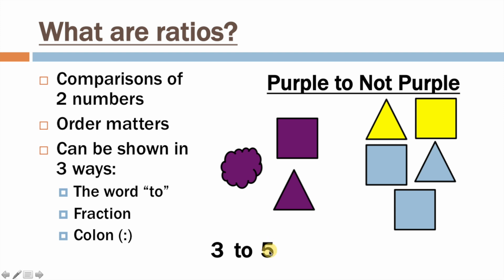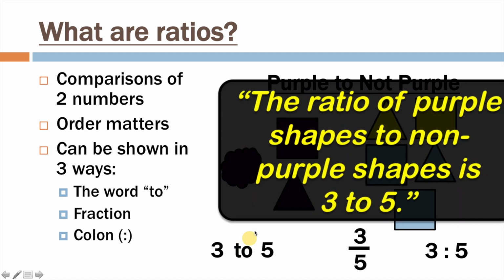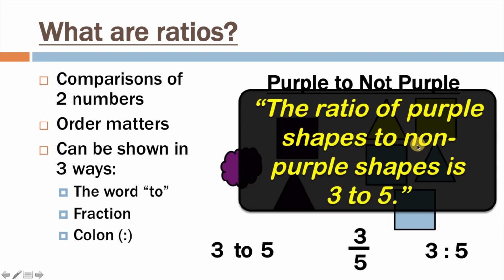If we write it as a fraction, 3 will go on top, 5 will go on the bottom, and it'll look like this, 3 over 5. And if we write it with the colon, it'll look just like this, but with the colon between the numbers, and it'll look like this, 3 colon 5. But no matter what, we always read it using the word "to." And in a complete sentence, we would say, the ratio of purple shapes to non-purple shapes is 3 to 5.